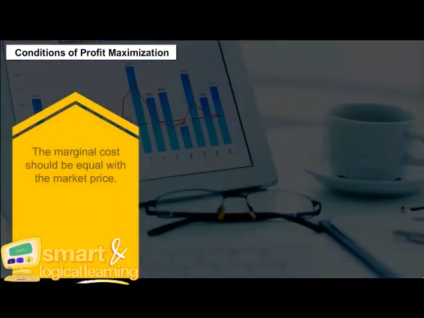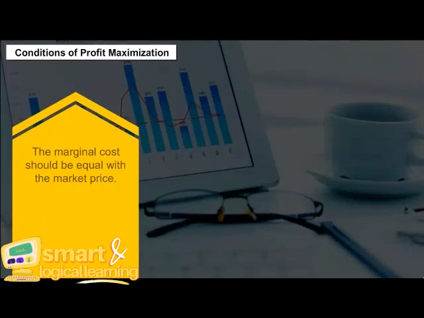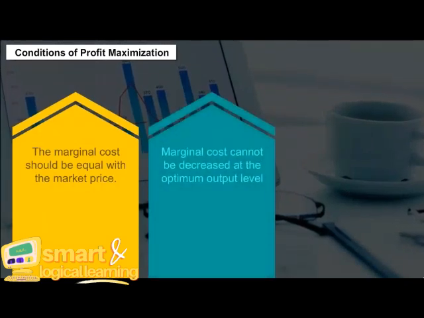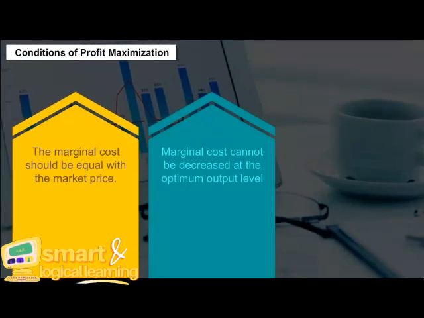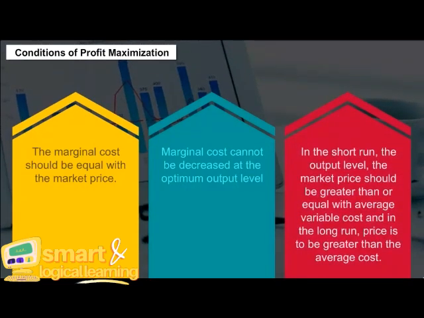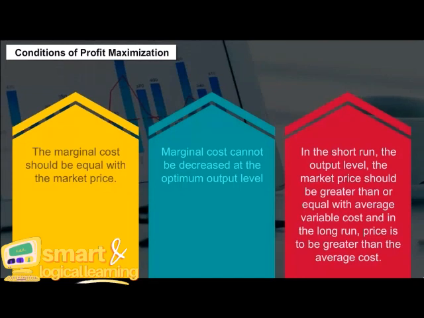First, the marginal cost should be equal to the market price. Second, the marginal cost cannot be decreasing at the optimum output level. And third, in the short run, at the output level, the market price should be greater than or equal to the average variable cost, and in the long run, price is to be greater than or equal to the average cost.